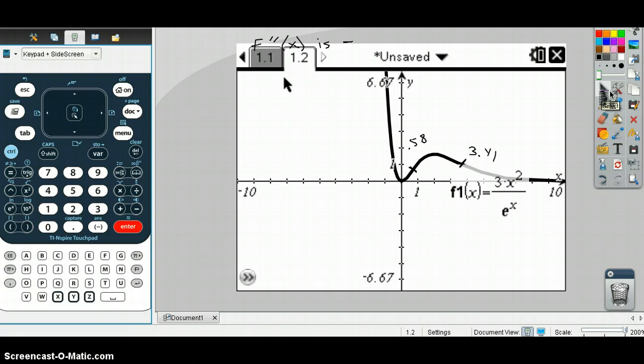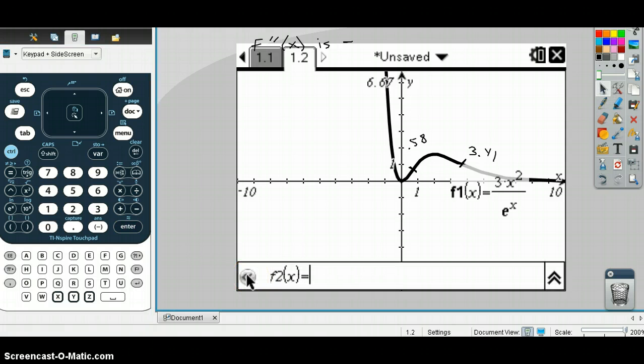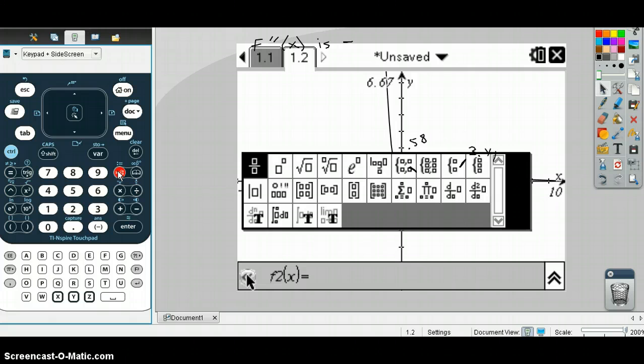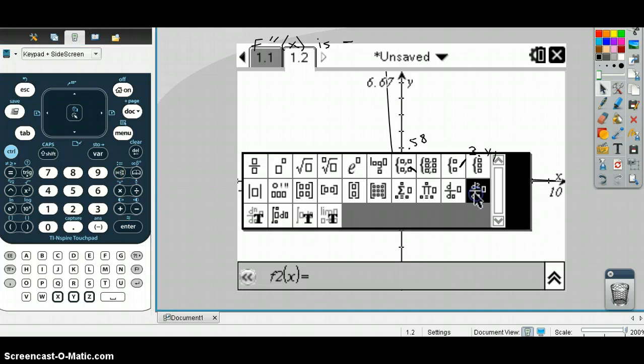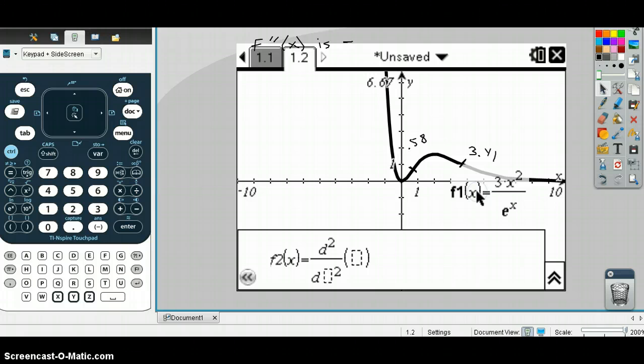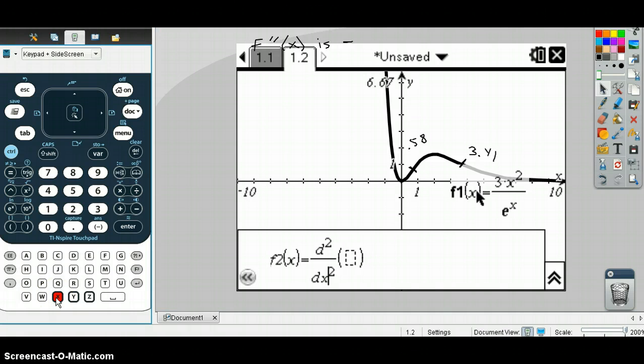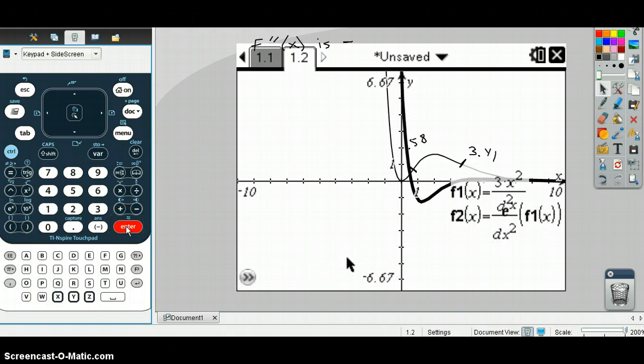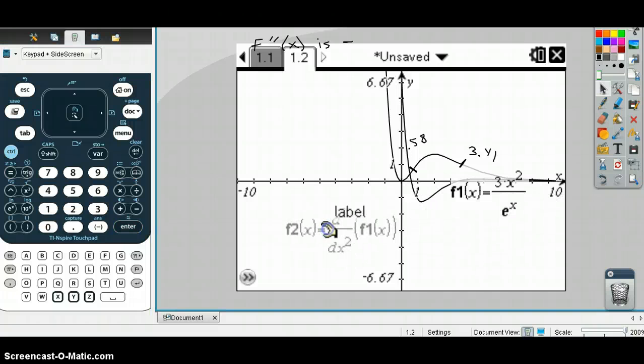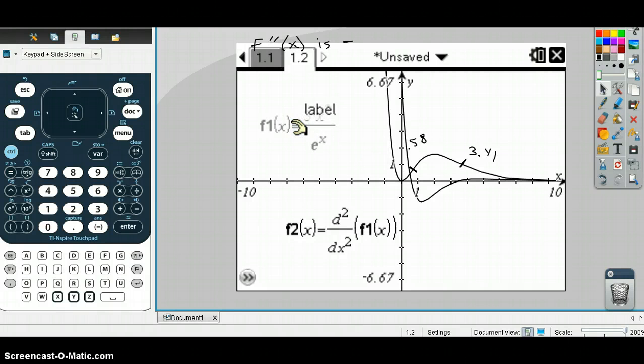It's not hard with the Inspire, so we just bring back up our function editor. F2, we go to our template button, and we bring up the second derivative here: the second derivative with respect to x of f1 of x. We enter, and we want to find out where this graph crosses the x-axis. So bring these over, and let's do this.